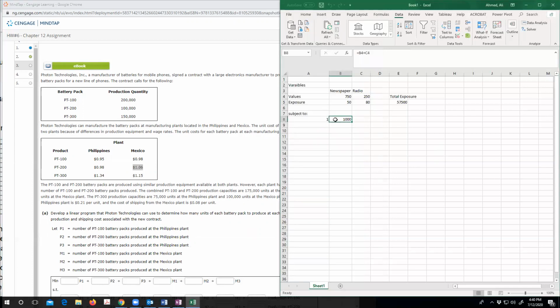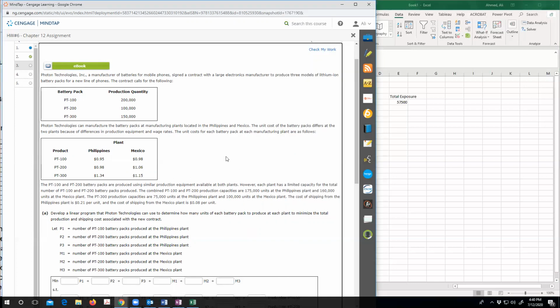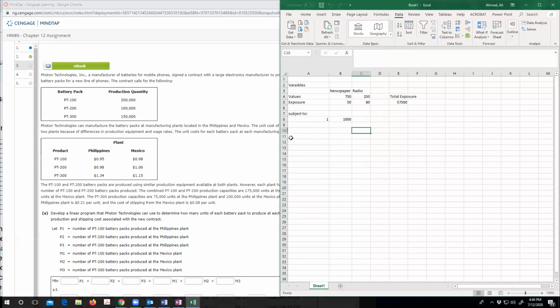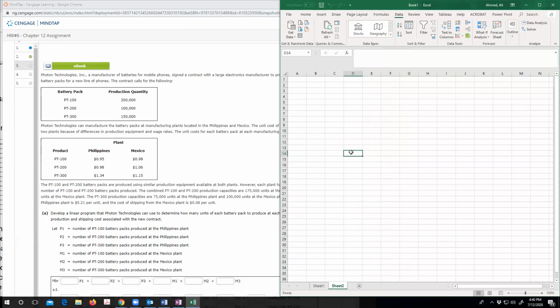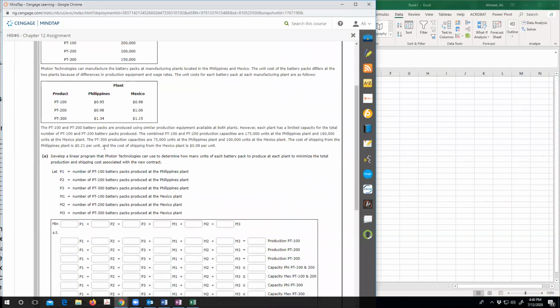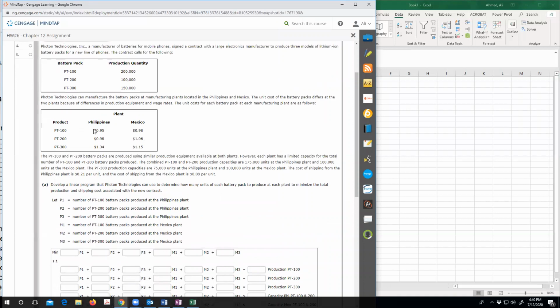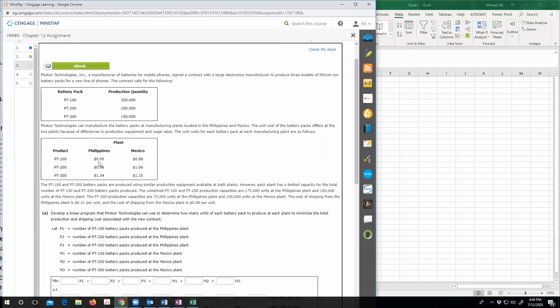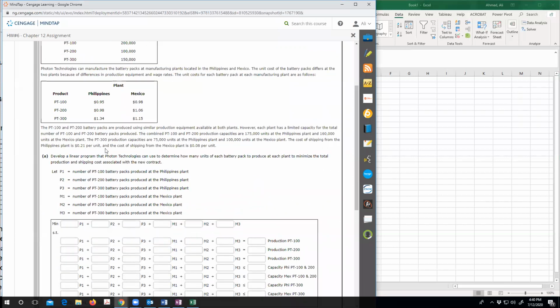The maths behind it is called the simplex method. We haven't really discussed the maths behind how this works, but Excel can do it for us. So these are the cost per battery, per plant. This is just in Philippines and this is just in Mexico. And they have given us all of this.